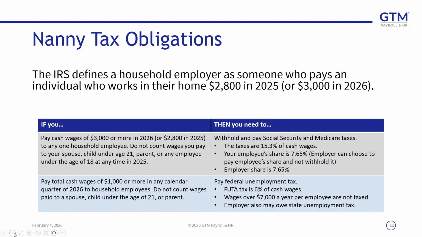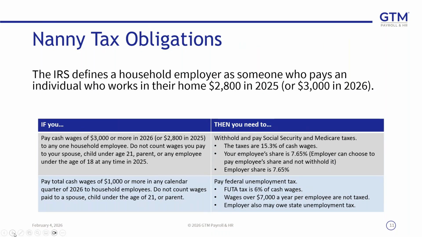Don't count wages that are paid to a spouse, a child under the age of 21, a parent, or any employee that's under 18. For unemployment taxes, if cash wages to an employee is 1,000 or more in any calendar quarter, then the employer pays federal unemployment tax. That's 6% of cash wages on the first $7,000 of wages.